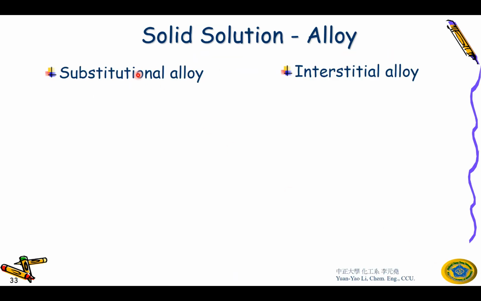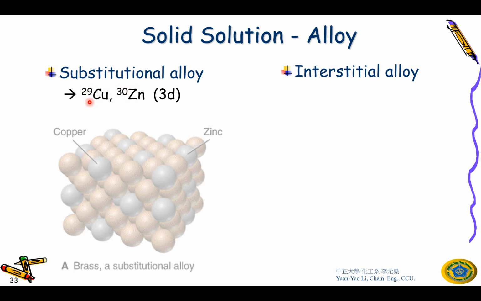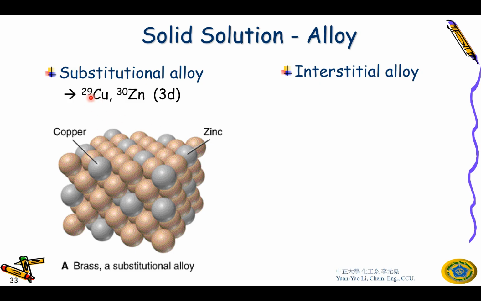So let's take a look at these two types of solid solution. The first one is called substitutional alloy. The second one is called interstitial alloy. For example, copper and zinc. The atomic number of copper is 29 and the atomic number of zinc is 30. So you have 30 electrons and 29 electrons. So the sizes are very close. Because the sizes of copper and zinc are very close, you can replace copper with zinc. As you can see, this is called substitutional alloy.